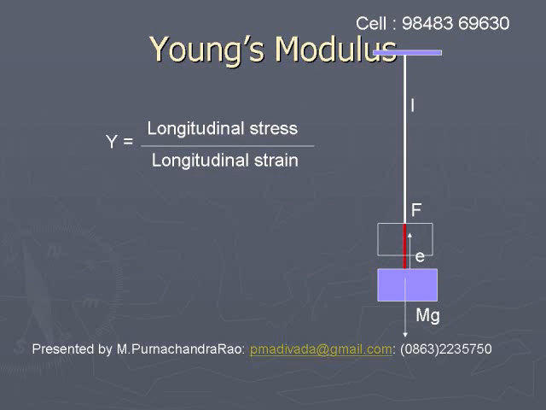Young's modulus is longitudinal stress by longitudinal strain. So Y is equal to F by A divided by E by L, that is equal to FL by AE, or Y is equal to mgl by pi r square E. F is the restoring force, and its magnitude is equal to the deforming force mg. The area of cross section is pi r square. So the relation for Y is mgl by pi r square E.